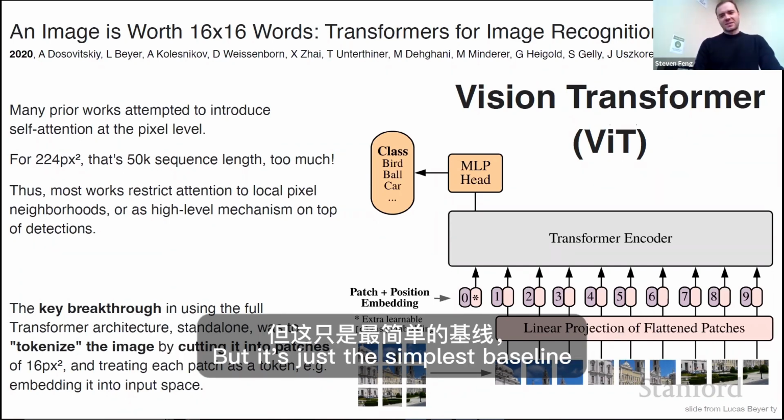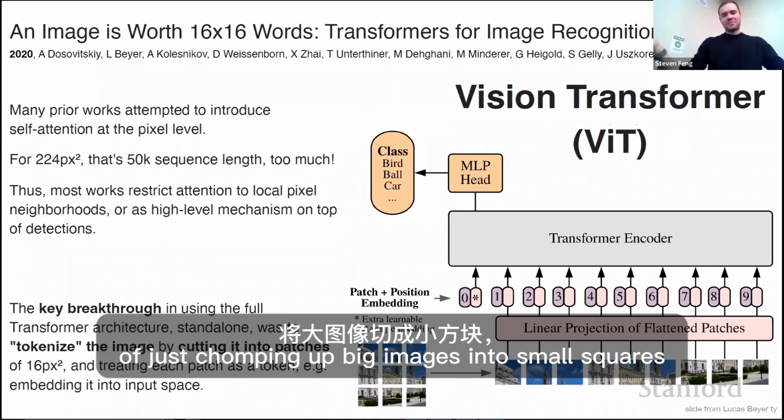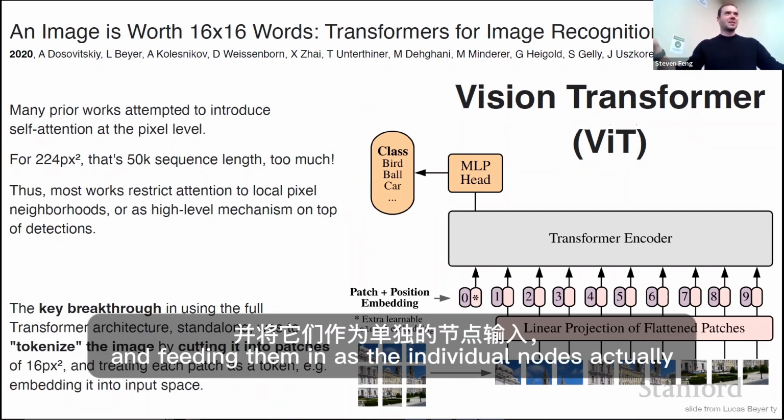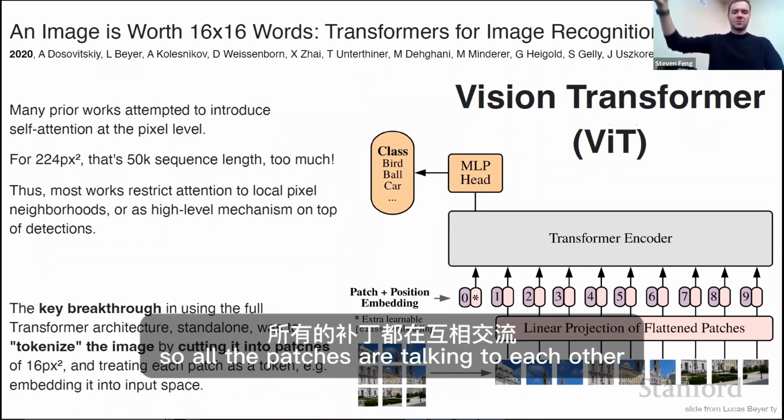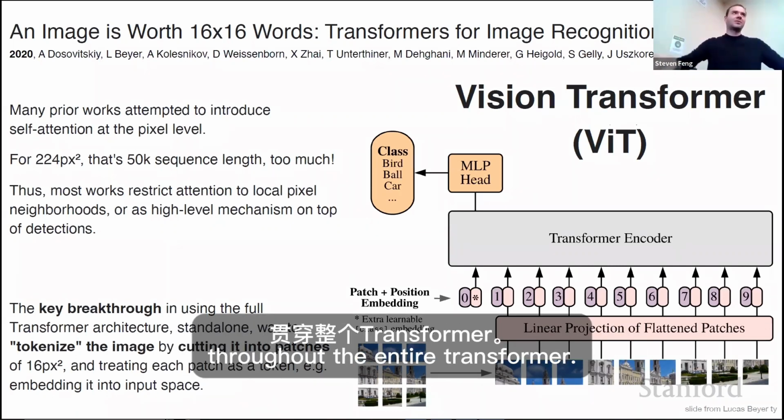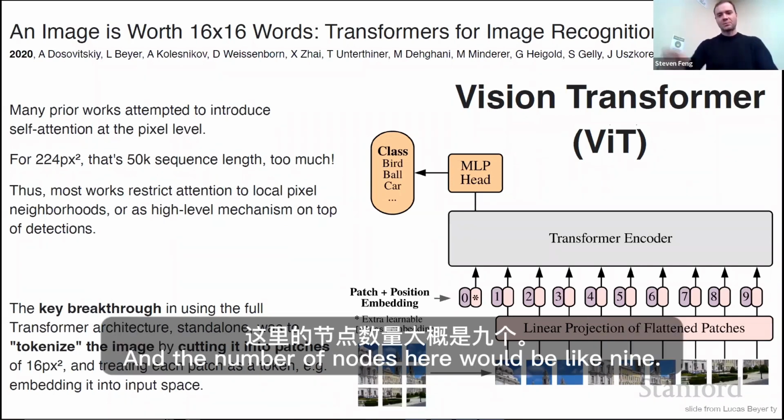But it's just the simplest baseline of chopping up big images into small squares and feeding them in as the individual nodes, and it actually works fairly well. And then this is a transformer encoder. So all the patches are talking to each other throughout the entire transformer. And the number of nodes here would be sort of like 9.